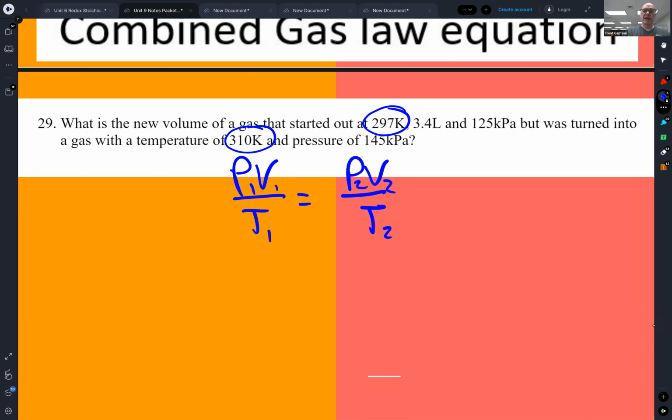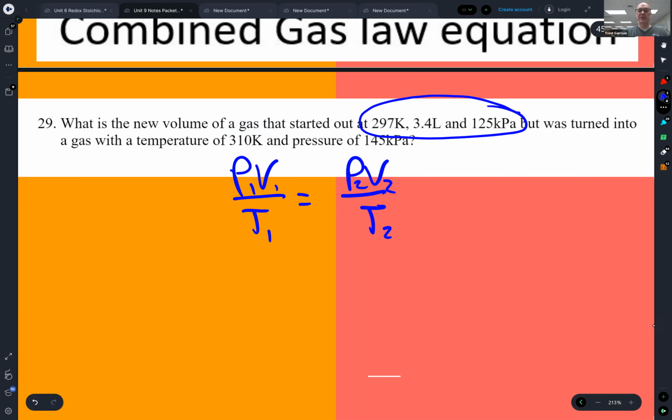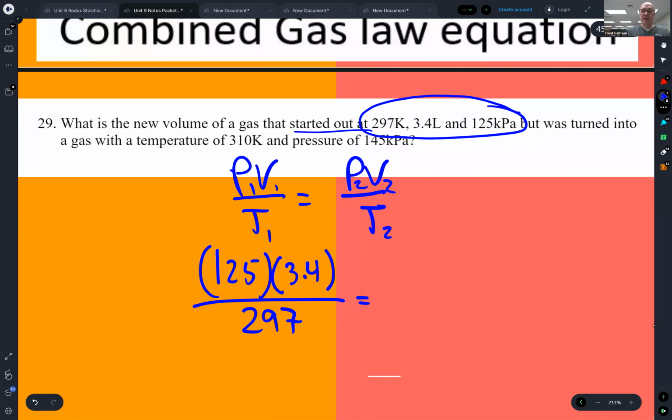All right, so now let's start substituting in. These are all my initial conditions because they all talk about it starting out here. So I've got 125 kilopascals, a volume of 3.4, and a temperature of 297. On the other side, I end with a temperature of 310, and my pressure is 145. What I don't know is the new volume.